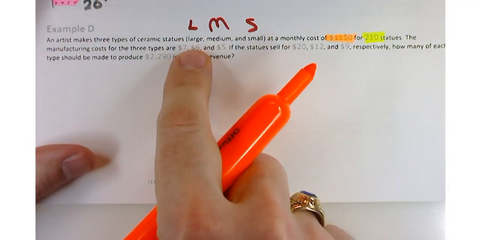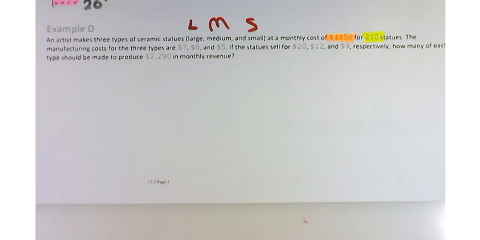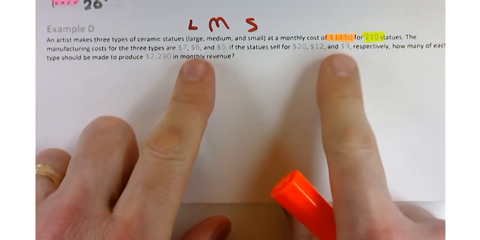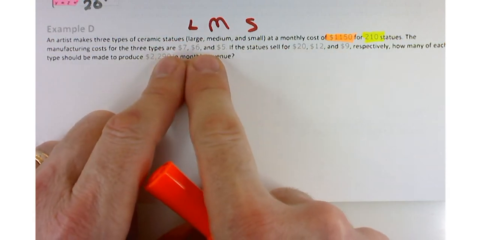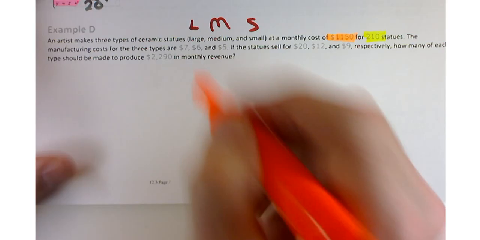What color ink do you think I should use on this one? Should I use yellow or should I use orange? Orange, because this is talking about the cost. So that's going to go together with the cost.